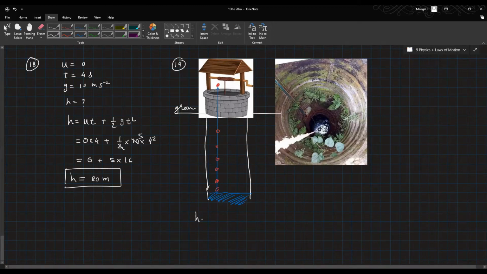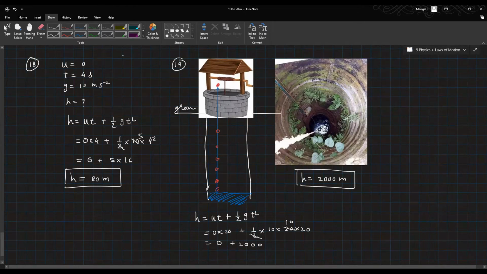So if we take h is equal to ut plus half gt squared, that is 0 into 20 plus half into 10 into 20 into 20. So this is 0 and this will be 10, so that will be 2000. That means the height of the well is 2000 meters. You can imagine that this is a pretty deep well, where the water is 2000 meters from the ground.